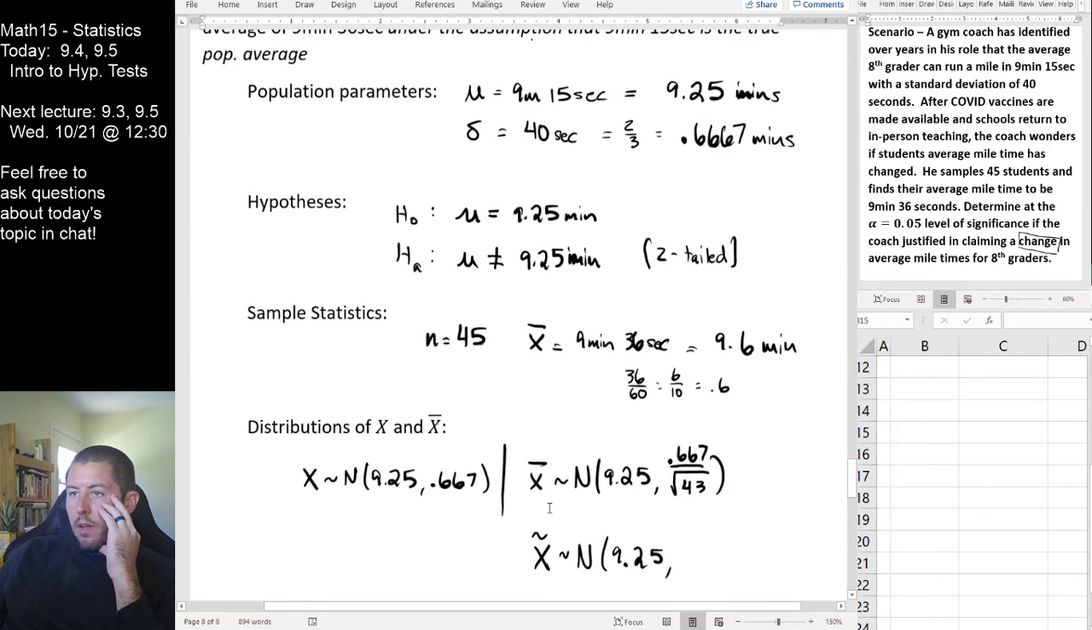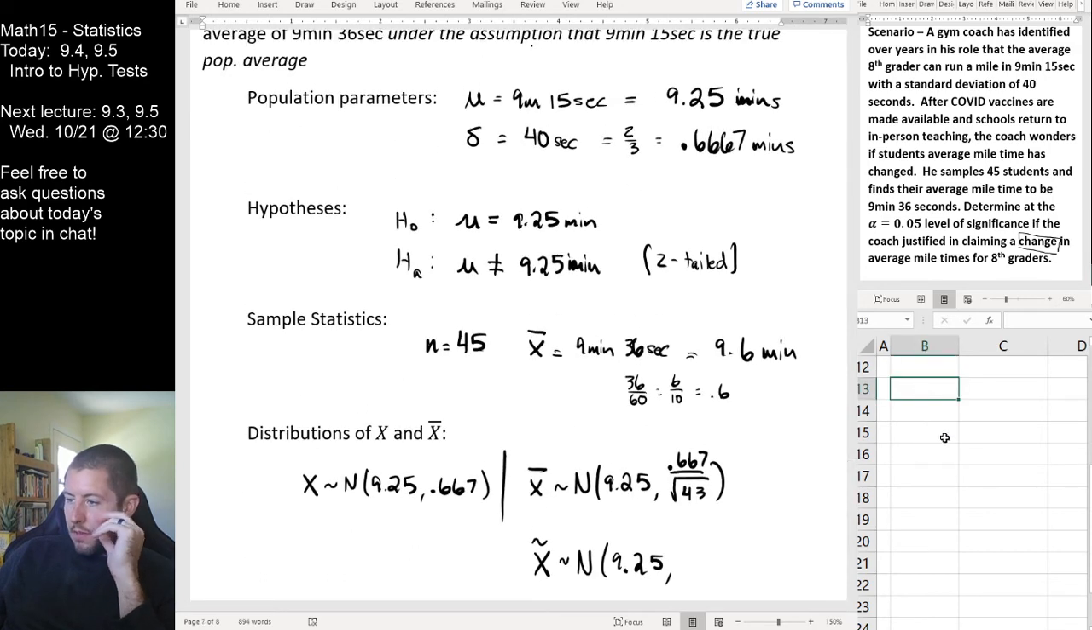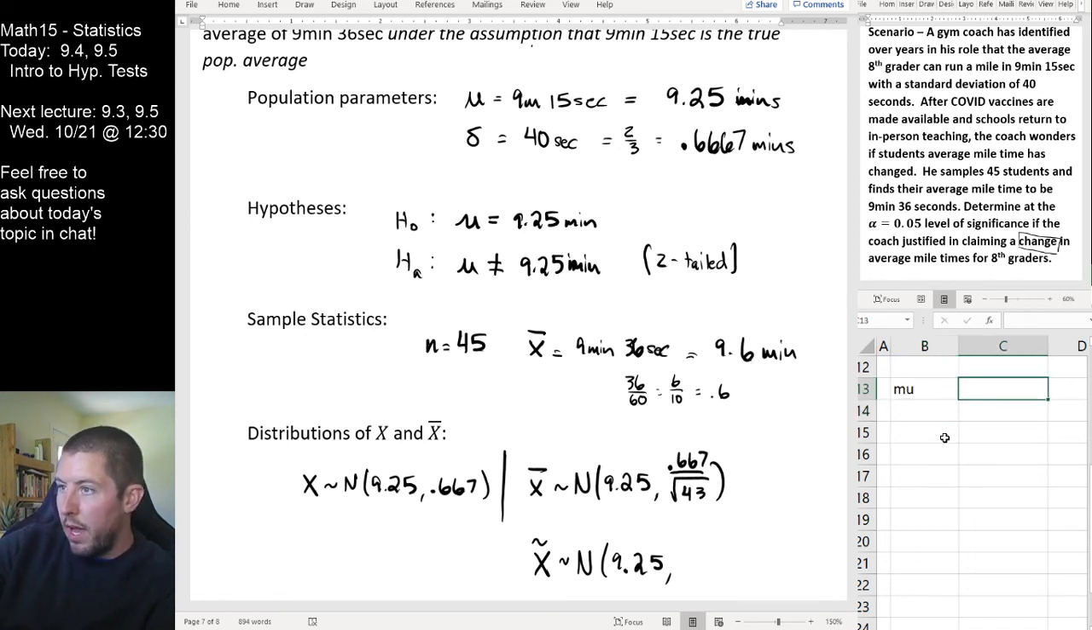Okay, well, I'm back. Okay, we're underlined apparently. Mu is 9.25. We've got our sigma, 0.666666. I'm going to be smart here and just do equals 2 divided by 3. That's 0.67 right there. We've been given our sample size, it's 45. We've been given our X bar, our sample average, is 9.6.